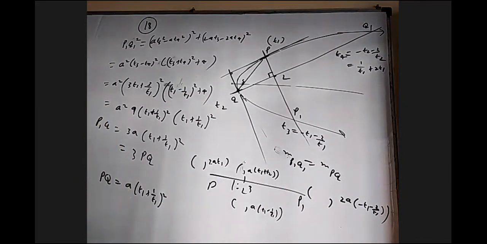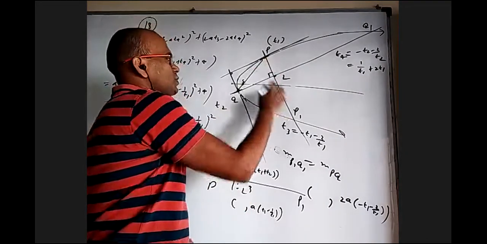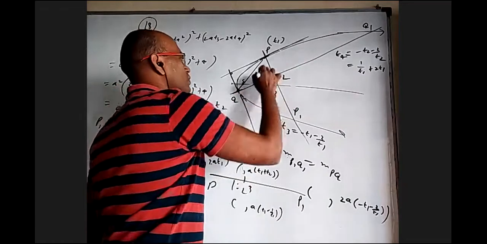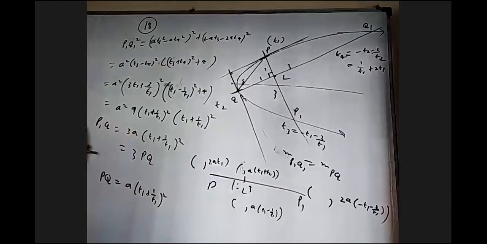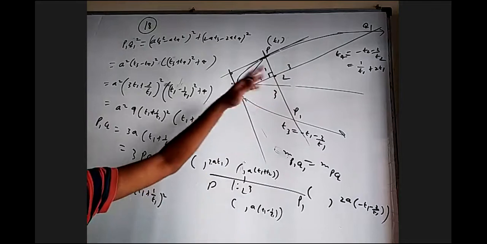Okay, so another way to do this question is where you can prove this is to this is 1:3 and this is to this also 1:3. Then you can prove that this and this are parallel and that this is 3 times this.